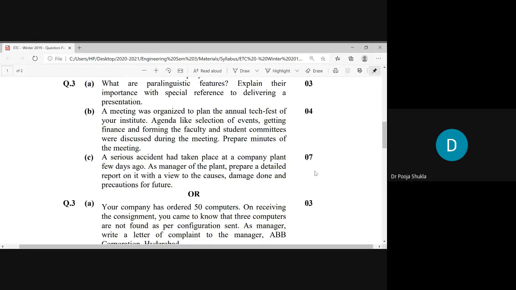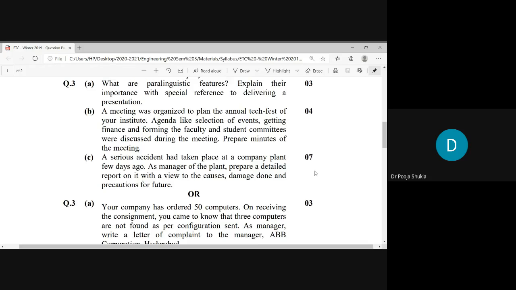Right? So whether you do a presentation or not, whether you are just giving your speech, then also paralinguistic features will be there. Right? It's like the volume, the quality, the training that you give to yourself, the pauses that you should have. Why should you have a pause? So that people can understand you are trying to emphasize on a point. You're giving time to the people to absorb the information. Right? So here, basically, you're just supposed to define what is paralinguistic features in few sentences, let's say 3 or 4 sentences, and then explain their importance.